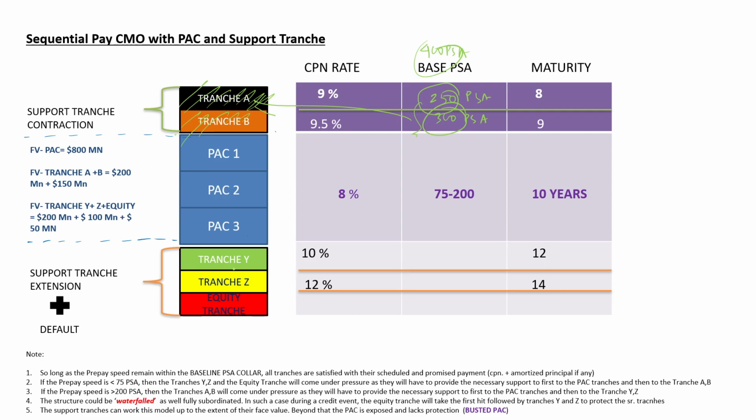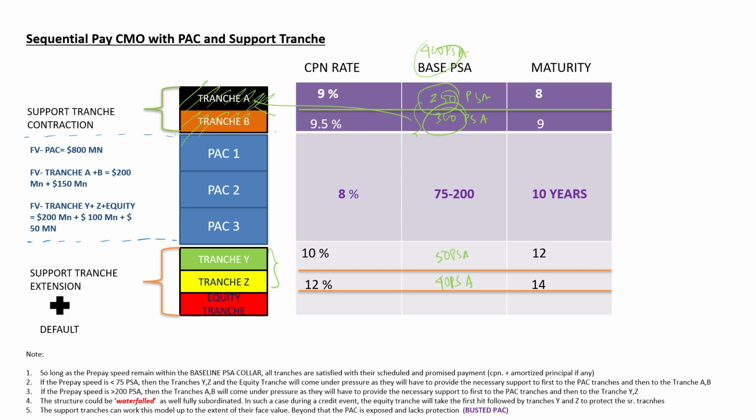As opposed to that, if the prepay speed is, let's say, 50 PSA or 40 PSA, in such a situation the extension risk is borne by tranche Y and tranche Z. And the same principle follows. They will only be able to protect the PAC collar to the extent of their face value. And beyond their face value, with the avalanche of slow and tardy prepayment, this underbelly of the PAC collar is exposed to extension risk as well.